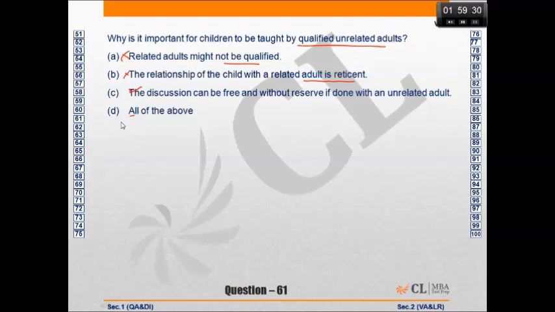So I am more inclined towards C, but let me look at maybe taught by, because there is an all of the above. So I want to be very sure that, because even if one out of A or B is correct, I could. Okay, let me just go back to the passage. I think B is the one where it had talked about the gap between the adult and the child. The relationship of the child with a related adult is, that is in 61.